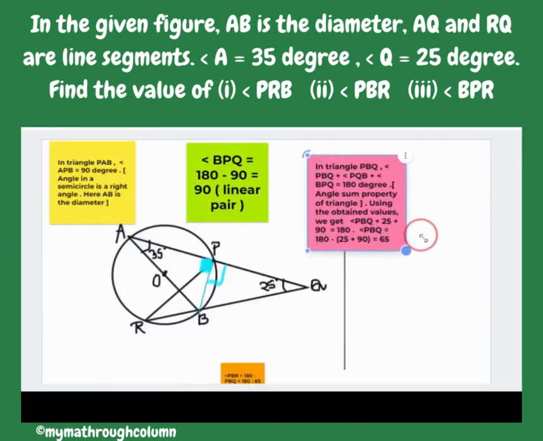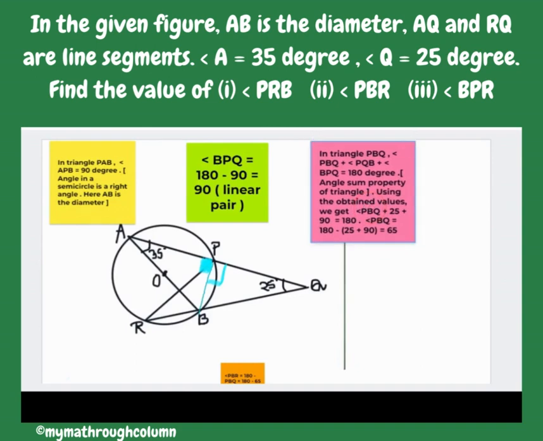So I'm just writing it here. And I'm also writing the values of the angles which we have calculated so far. We have got PBQ as 65 degree. And earlier we have calculated angle PRB as 35. This was 35. Just noting it down on the figure.